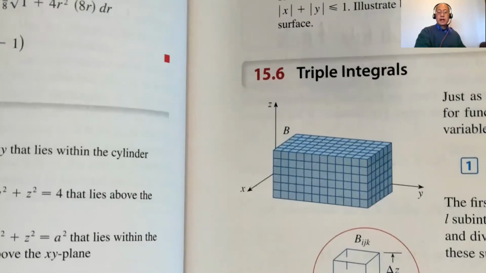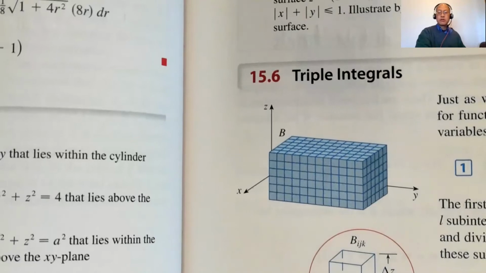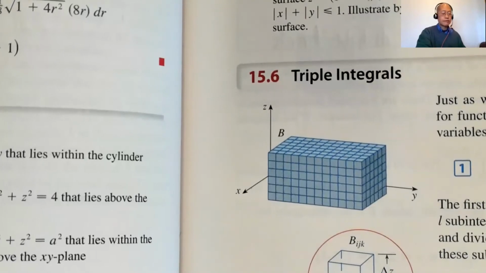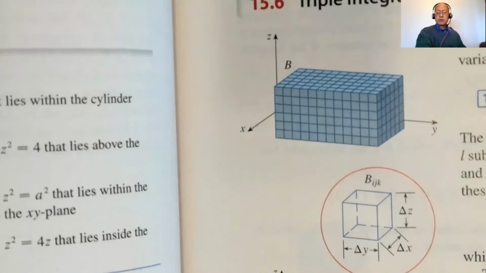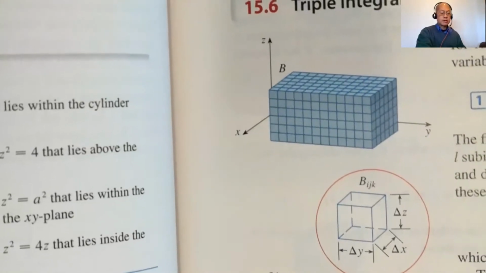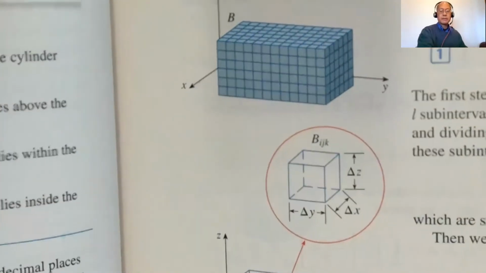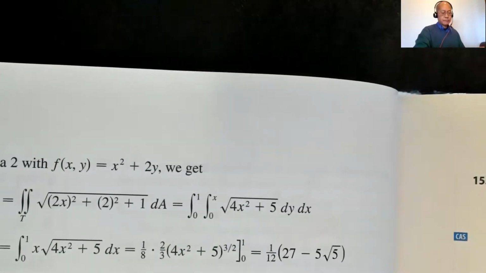The simplest case is over a box where x is going from one constant to another, y is going from one constant to another, and z is going from one constant to another. In a typical slice, you have a delta x, delta y, and delta z, naturally. So you might integrate over a region, and you chop the region up into so many pieces.